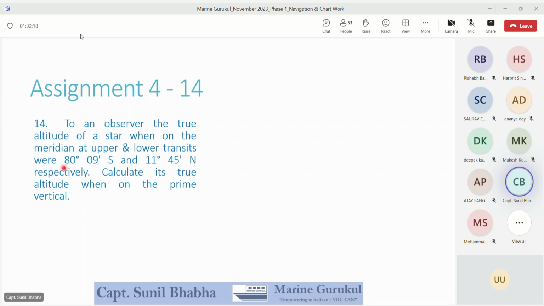So its altitude was 80 degrees 9 minutes in the southerly bearing, and 11 degrees 45 minutes on the northerly bearing. Calculate its true altitude when on the prime vertical. So let's try to put all the required information in the diagram.